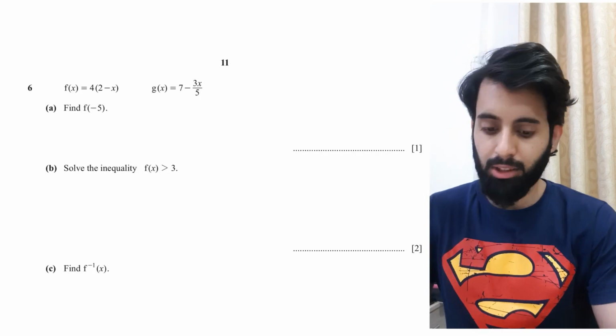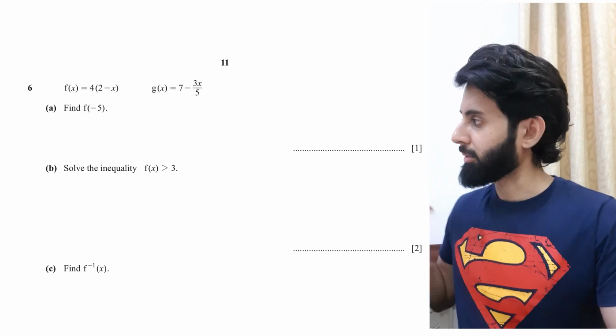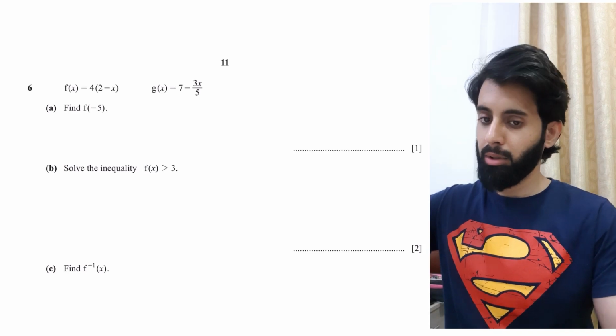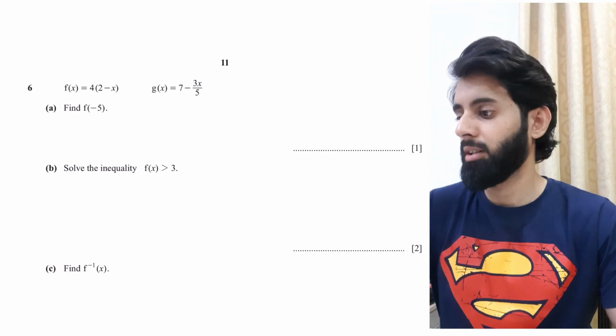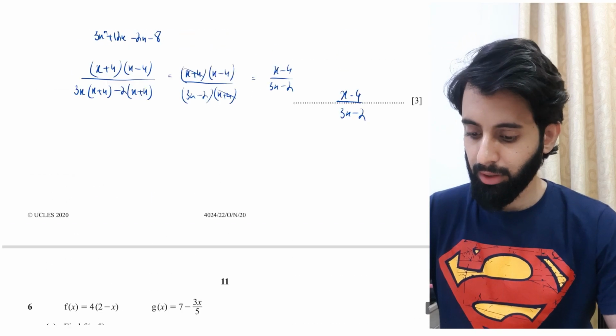All right, so this is part 2 of the October-November 2020 Paper 2 Variant 2. I'm going to be solving question number 6 onwards. In the last video I solved up to question number 5.